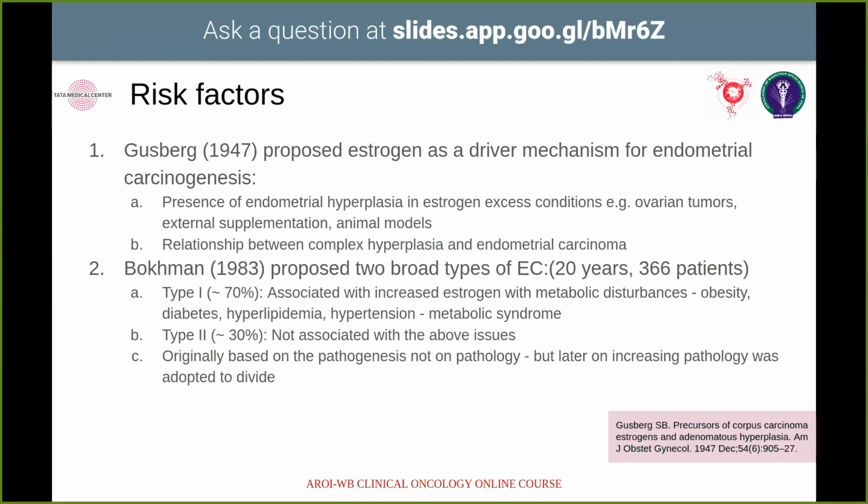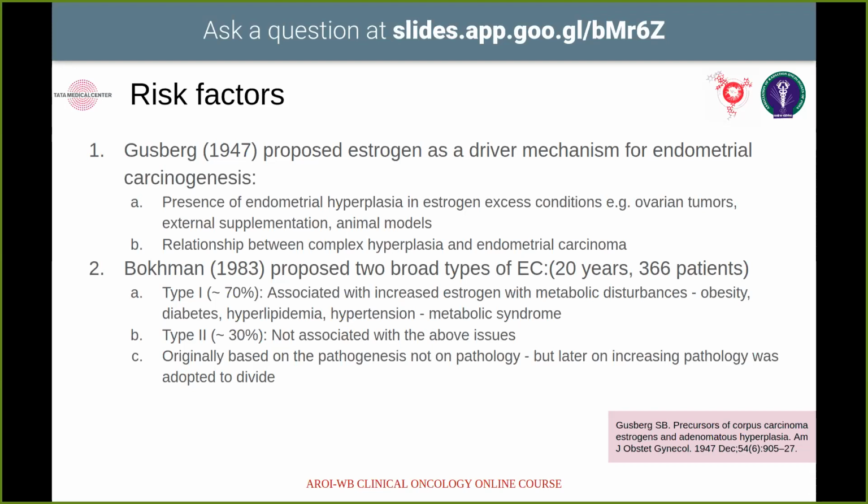Endometrial cancer is a cancer which has been known to be associated with estrogen for quite a long time. As way back as in the 1940s and 50s, people noticed that estrogen was a driver mechanism for this malignancy. And Gusberg et al. first proposed this as a driver mechanism because he noted the presence of endometrial hyperplasia in estrogen excess conditions, like in some estrogen secreting ovarian malignancies, presence of external estrogen supplementation, and by work done on animal models. He also noted a clear histological progression from complex hyperplasia to endometrial carcinomas.